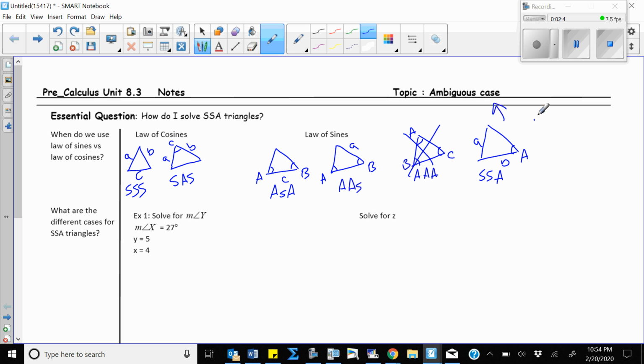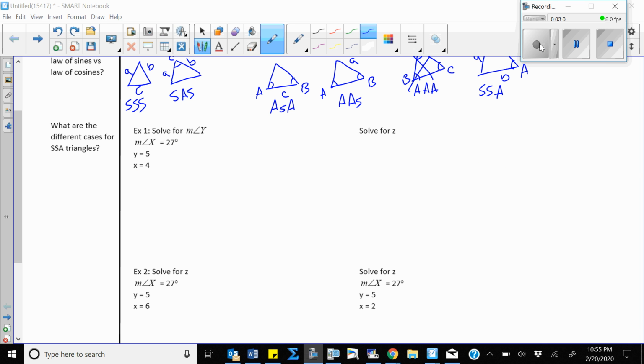Why? Because we're going to have two answers in this case. Sometimes both of the answers are acceptable, sometimes only one is acceptable, and sometimes we don't have any answer. There's no solution. That's why we call that ambiguous case. So we're going to talk about this ambiguous case today. So let's start with this example.